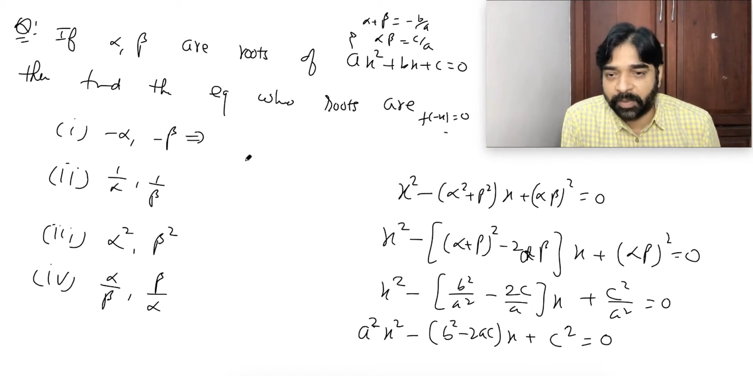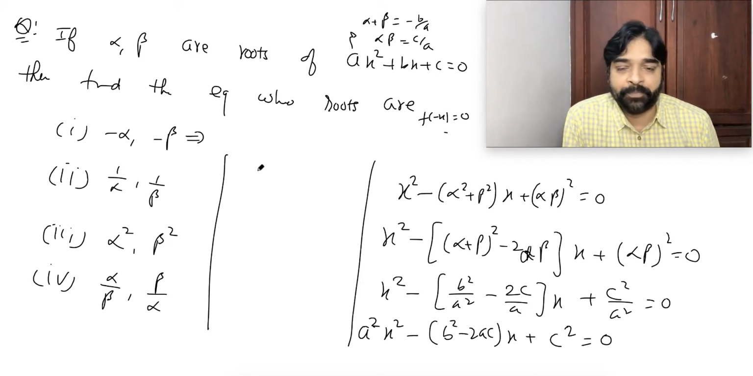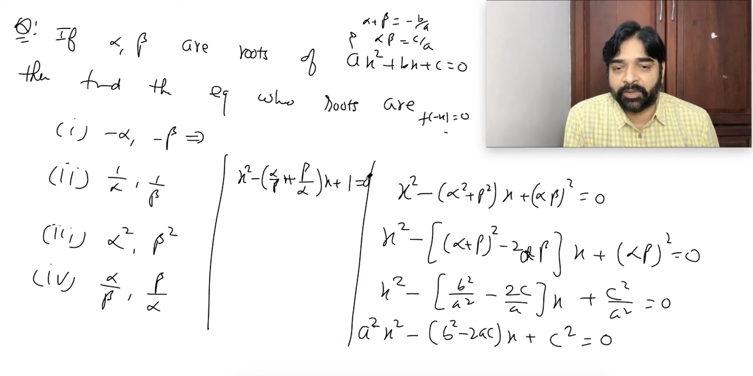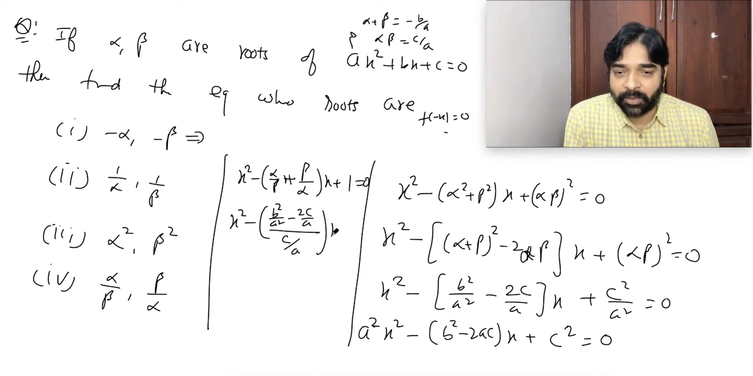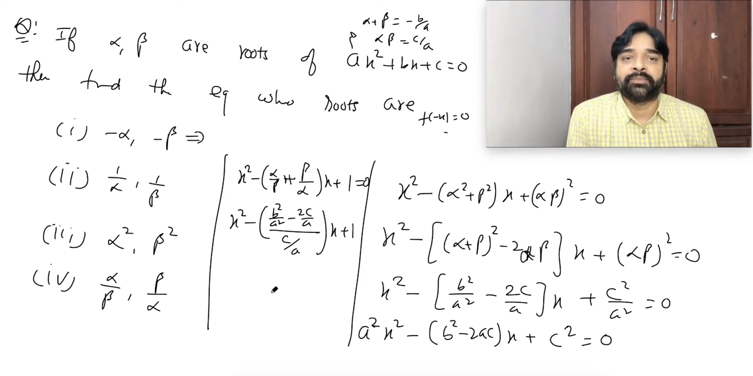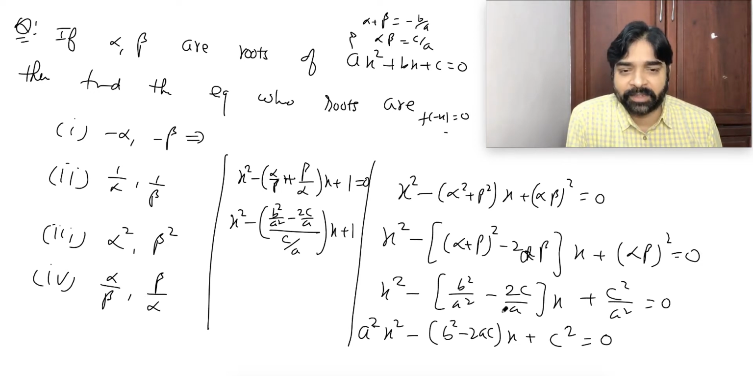Now next one, 1 by alpha, 1 by beta. So I will say the equation as what? x square minus alpha by beta plus beta by alpha x plus 1 equal to 0, because the product of roots will become 1. So we get x square minus alpha square plus beta square, which I can write directly, b square by a square minus 2ac, meaning 2 alpha beta, 2c by a, divided by c by a. I don't know whether you are able to understand or not. Here the numerator alpha square plus beta square will come, no?